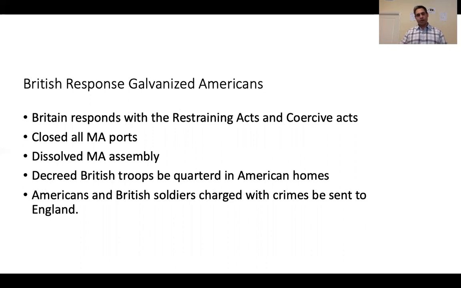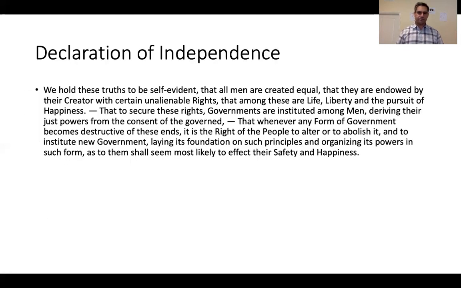Obviously, this is meant to suppress the revolutionary impulse in America in this moment, but instead it's viewed as terribly unjust and galvanizes, builds support for revolution, calls for autonomy, for self-determination, the famous line, no taxation without representation. Right? The colonists are calling for their own government. It leads to the Declaration of Independence.